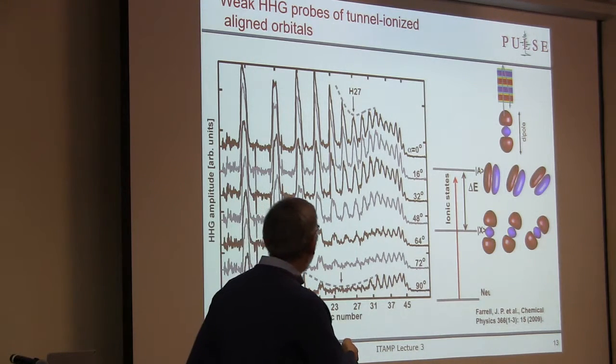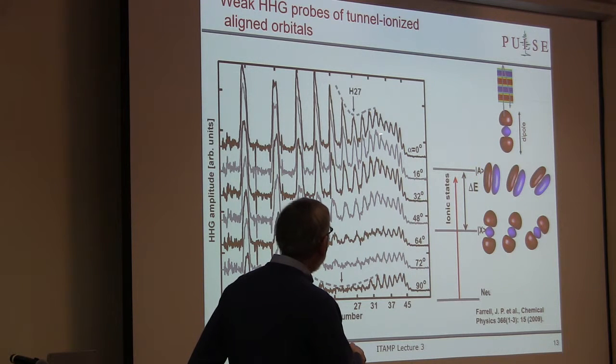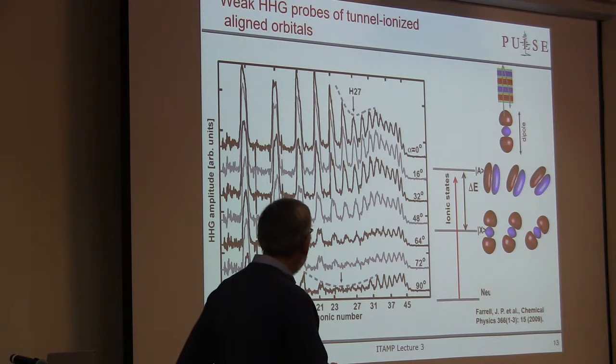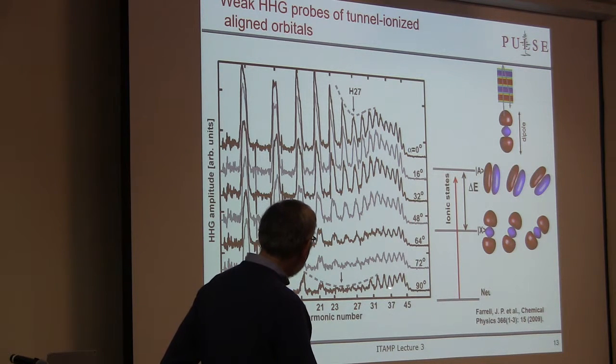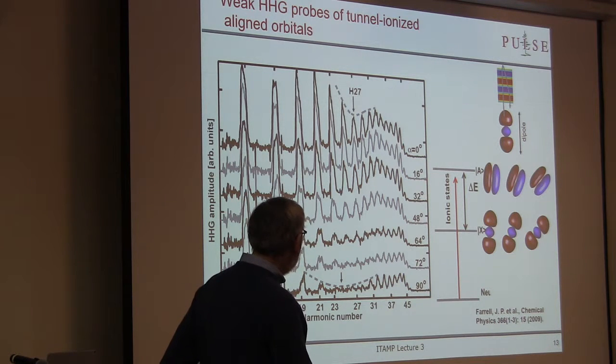You know how we align it now. Here is the highest occupied orbital in a nitrogen molecule that has its axis oriented this way. Here's the next orbital. What I do is I change the angle of my strong field ionization with respect to the alignment, and I see how the spectrum changes. When you get out here to 90°, you get a new little piece of high harmonic spectrum coming out.